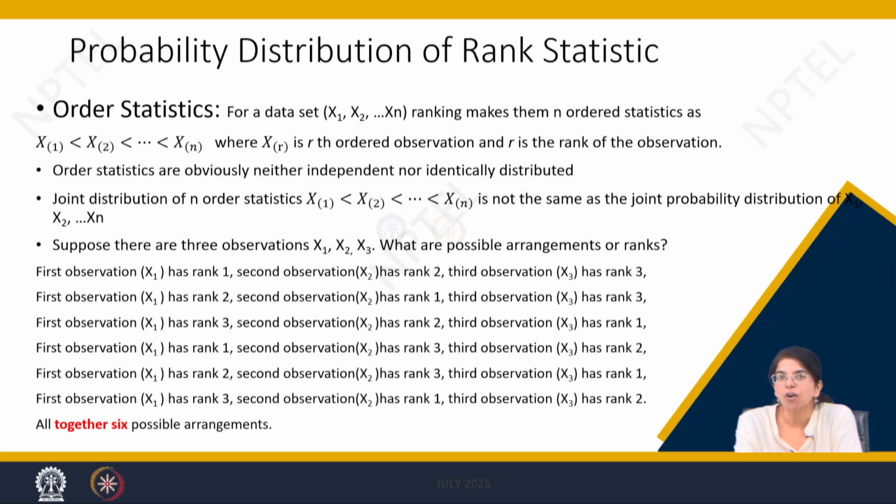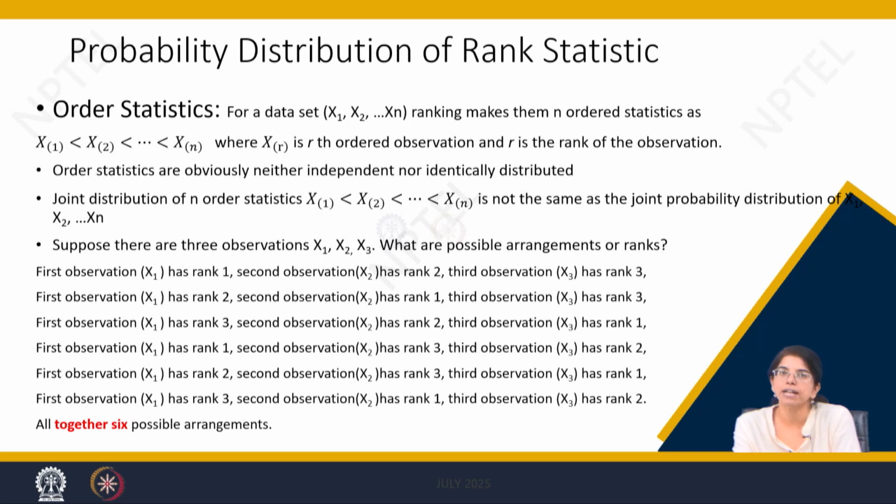So order statistics are obviously neither independent nor identically distributed. Why? Because you are ordering. One observation is bigger than the previous observation. So when you impose this type of ordering, they cannot be independent in nature. The joint distribution of n ordered statistics, x(1) less than x(2) less than ... x(n), is not the same as the joint distribution of simple x1, x2, ..., xn, right? So for ordered statistics, the joint distribution is different.